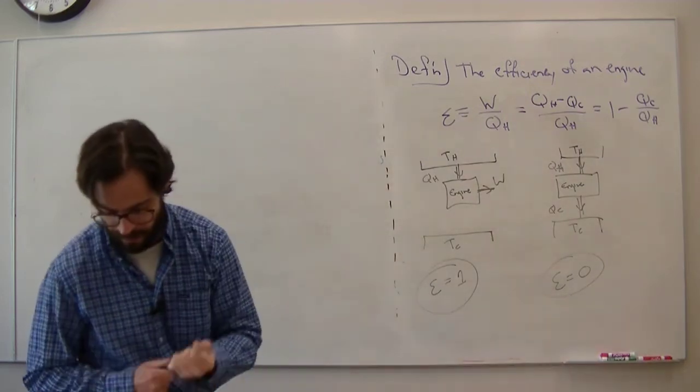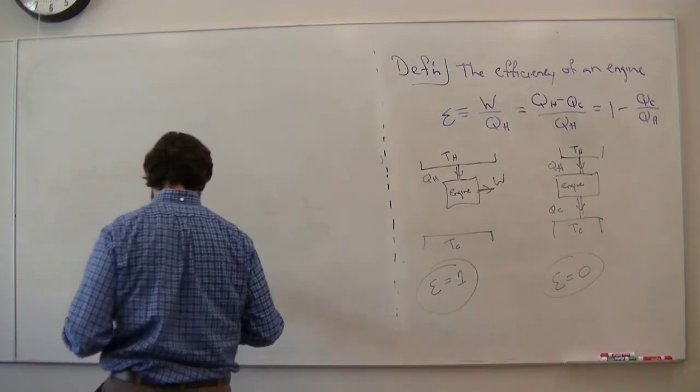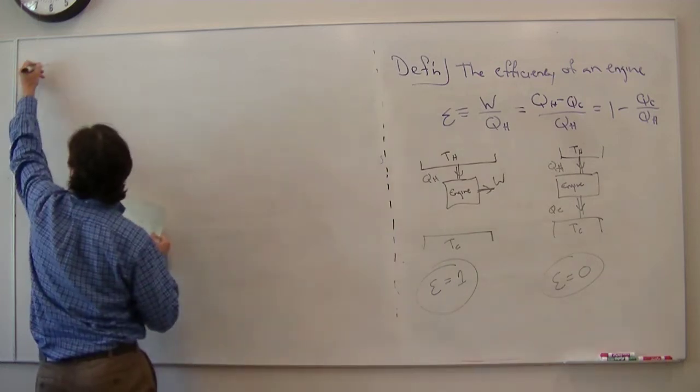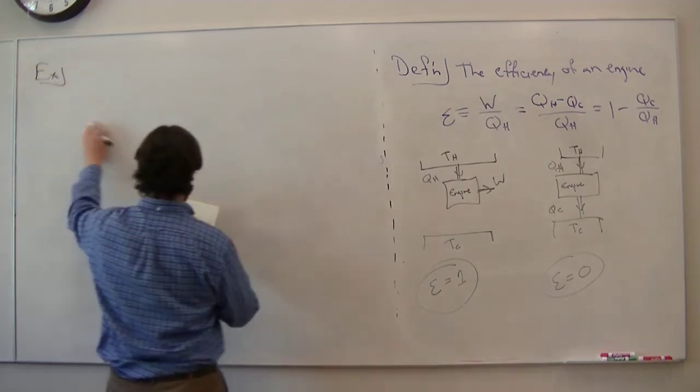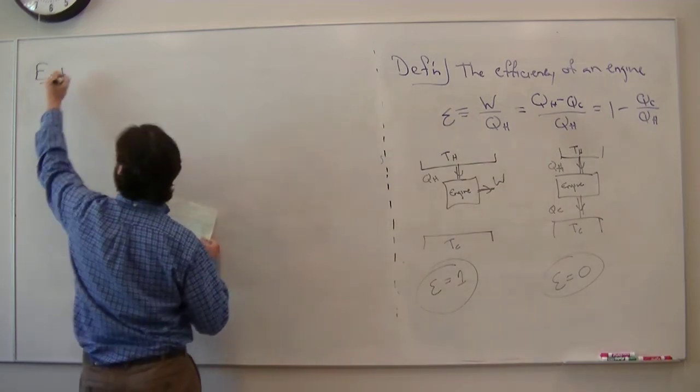Okay, so let's just put up some numbers so you can map this onto some semblance of reality. And automobile engines are probably about 20% efficient.